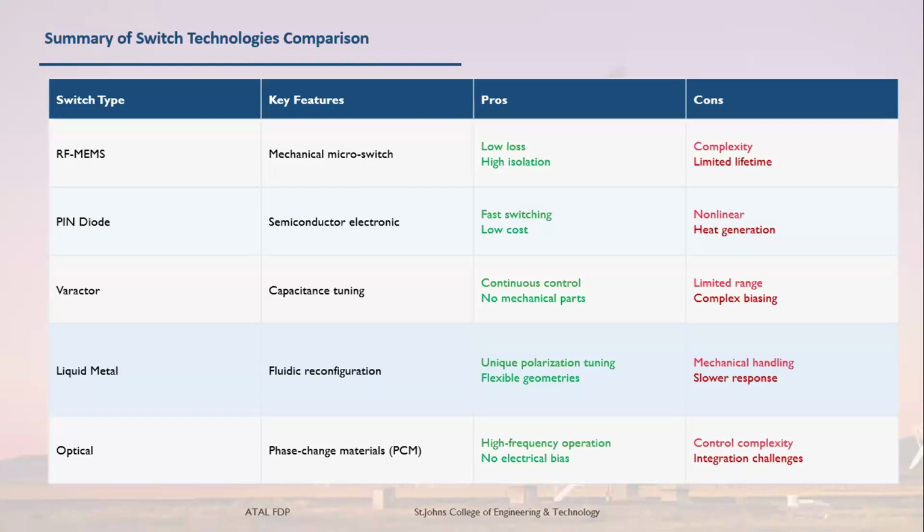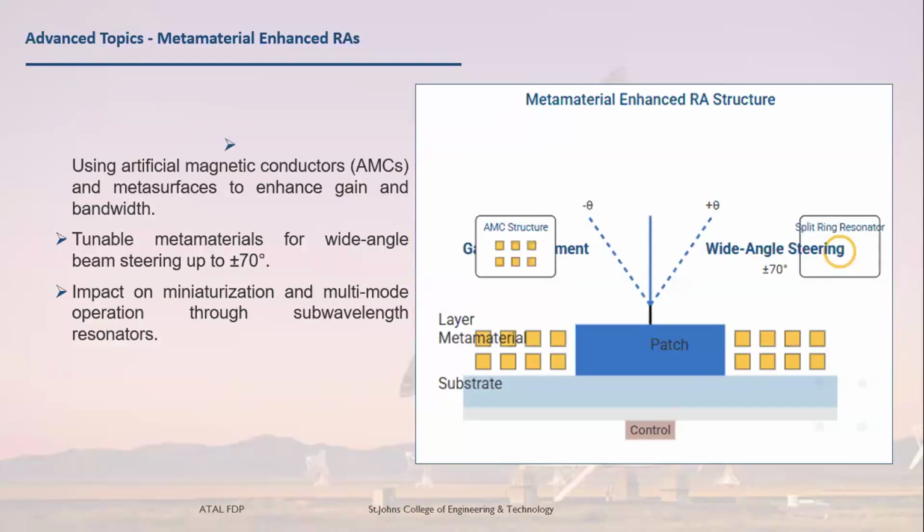Optical, high frequency of operation. No electrical bias is required, but control complexity is very difficult. Integration complexity is also more because light comes into the picture. But finally, metamaterials. Metamaterials are different materials whose epsilon r is in the negative range, I think, which is not available in real time.